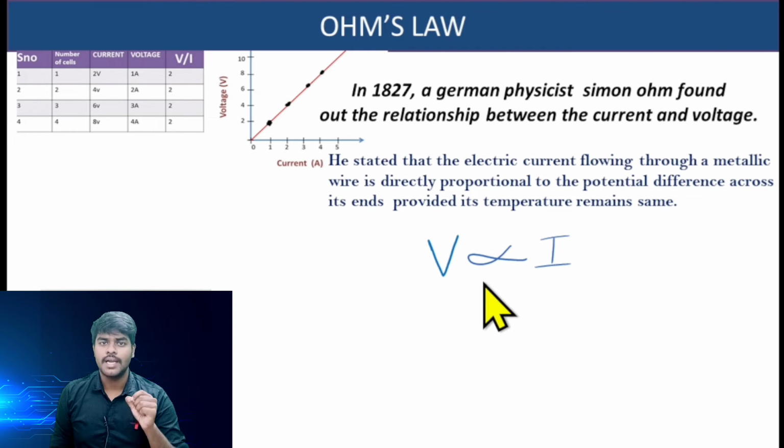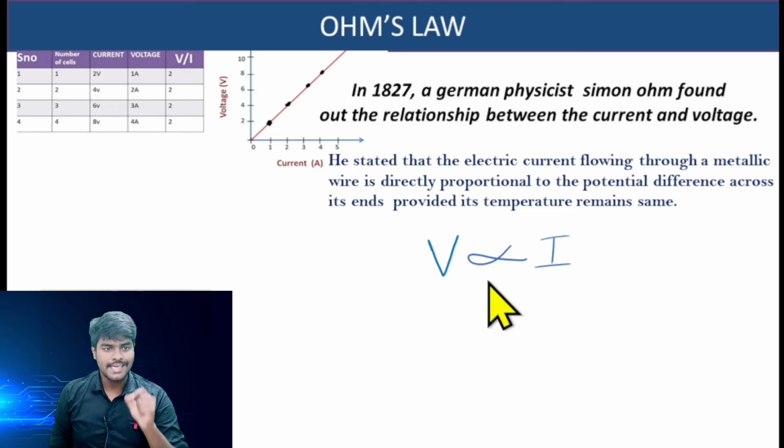They both are directly proportional to each other. Suppose in a circuit, if voltage increases, then current also increases. If voltage decreases, current also decreases. If current increases, voltage also increases. If current decreases, voltage also decreases. V is proportional to I.